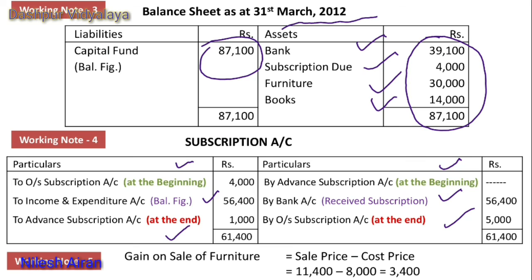Here the next calculation is about gain on sale of furniture. We can see that the difference between the cost price and the selling price is known as the profit or loss. We are given here a furniture costing rupees 8,000 was sold for rupees 11,400. There will be a gain of rupees 3,400.